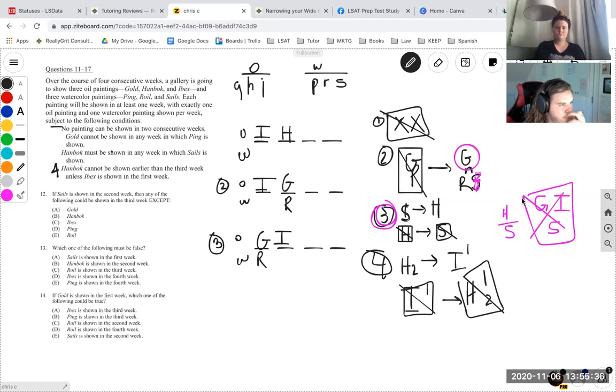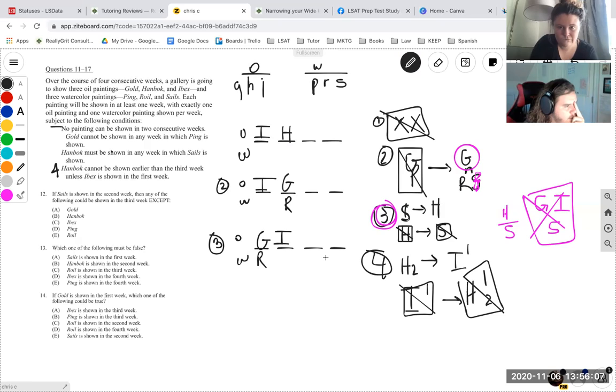Okay. So question 12 is if S is shown in the second week. So we can put S in there. Yeah, so this world is the only one we can work with, I think, right? Yep. If S is shown in the second week, any of the following can be shown in the third week except, the answer is B. Excellent. All right, and now we'll go to question 14.